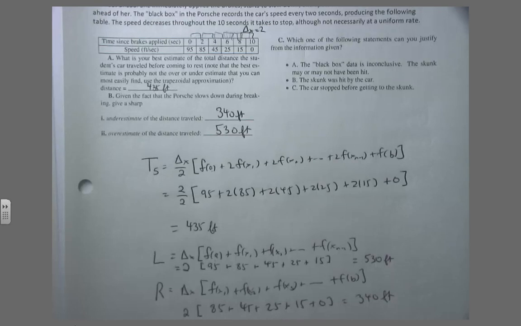Which of the following statements can you justify from the information? A, the black box data was inconclusive. The skunk may or may not have been hit. B, the skunk was hit by the car. Or C, the car stopped before hitting the skunk. Which one is it? Well, the answer is A. Let me explain why the answer is A.